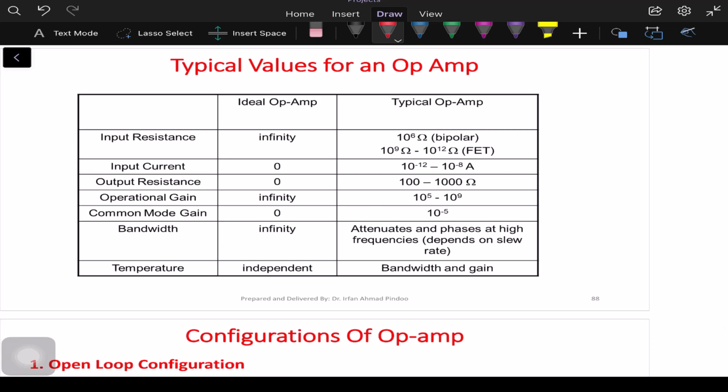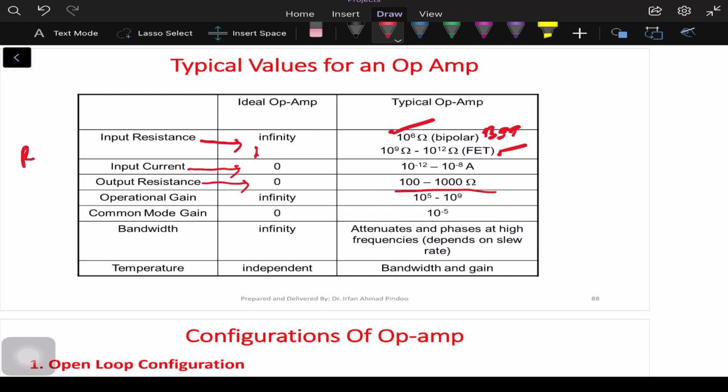Now we understood as far as the ideal values are concerned. We said input impedance is infinity, but practically the value is around 10 to the power 6 if you are using BJT, and around 10 to the power 12 if it is FET. Then we said that the output resistance must be 0 ideally, but practically it is around 100 to 1000 ohm.